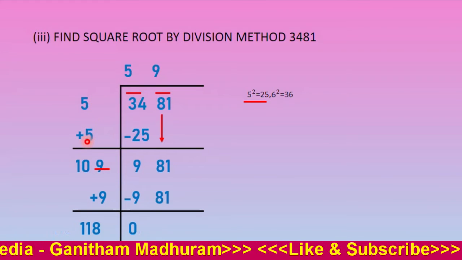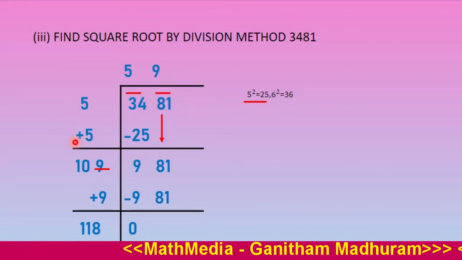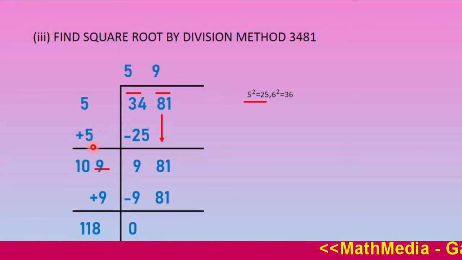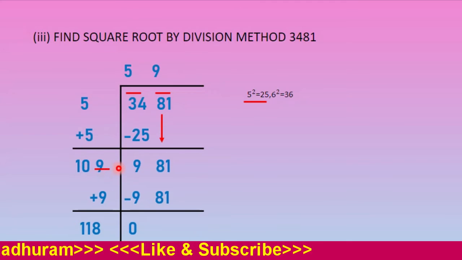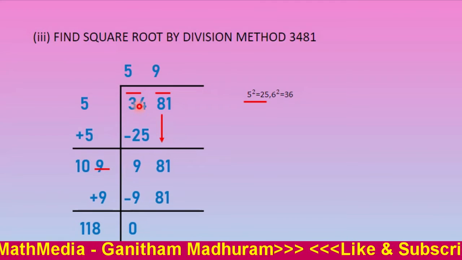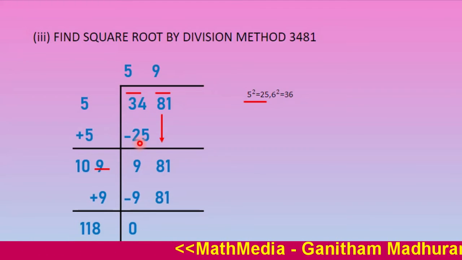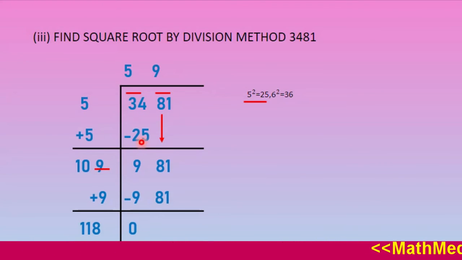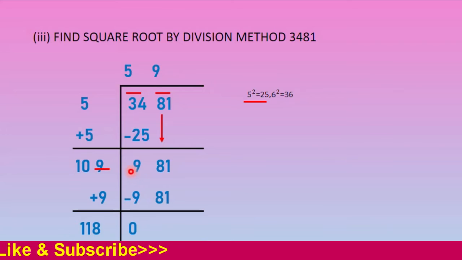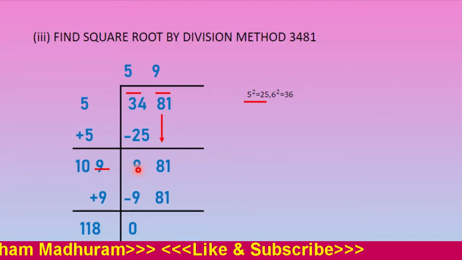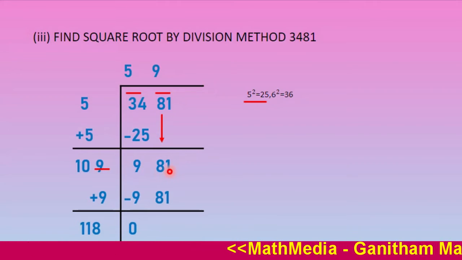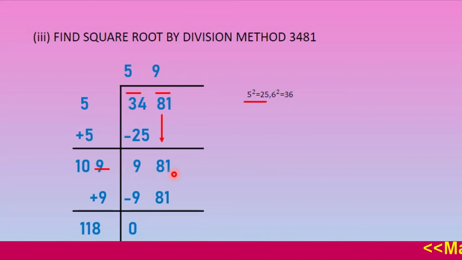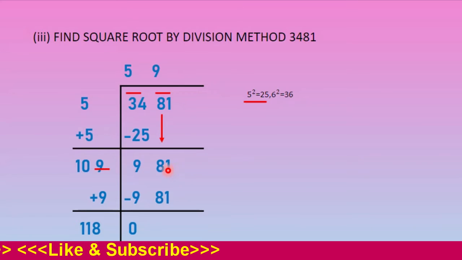And just below the divisor. And these 2 numbers in the divisor, you can add, you will get 10. Then put a blank over there. Now subtract 34 minus 25. As usual we do in the division, same you can do. You will get 9. And the next step is write down the next group. So our dividend becomes 981.